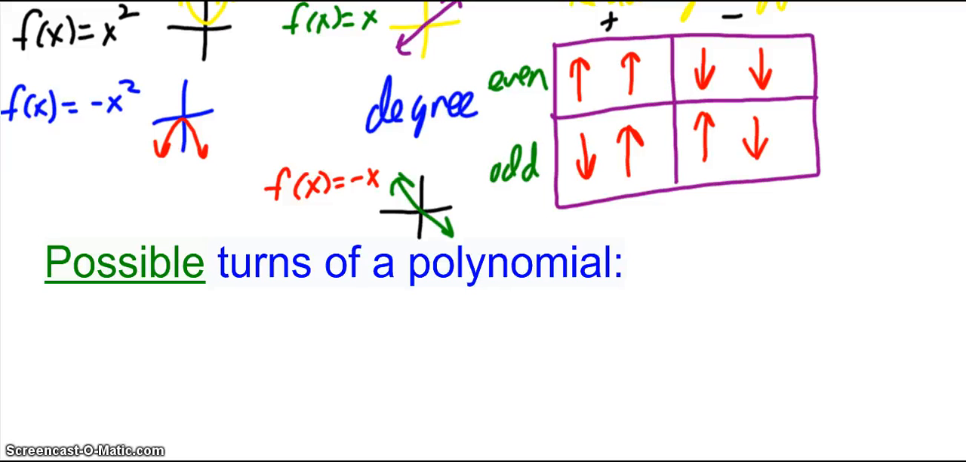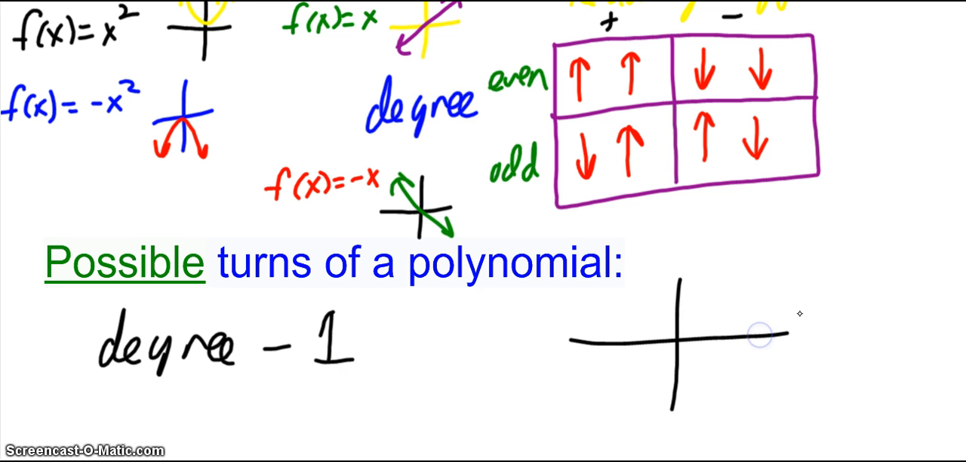Possible terms of a polynomial. This is very simple. It's the degree minus 1. What do we mean by possible terms? Most of the time when we're talking about terms, we're also talking about relative minimum and maximum, or relative extrema. It means the same thing. You can see that again in your notes above, if you look.